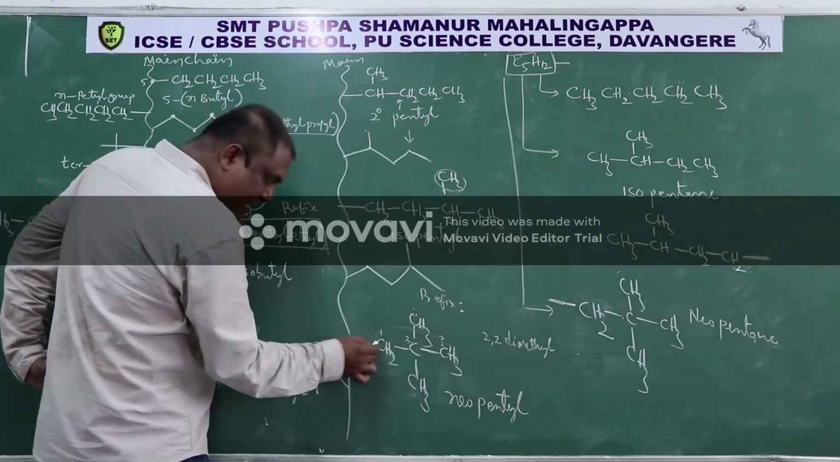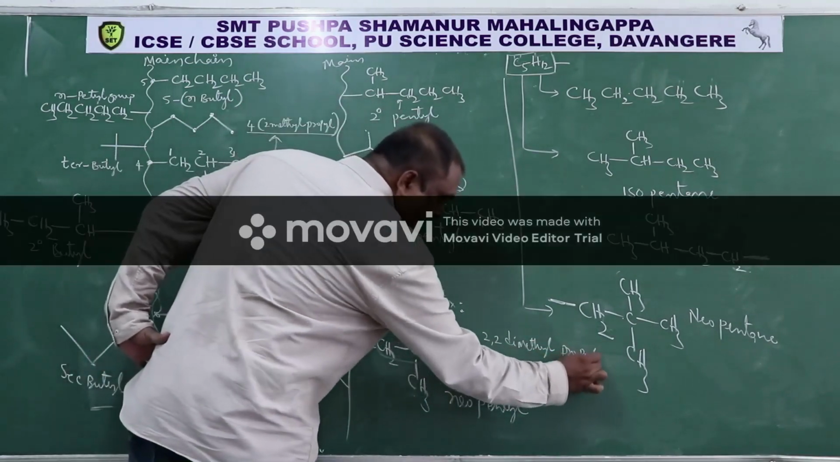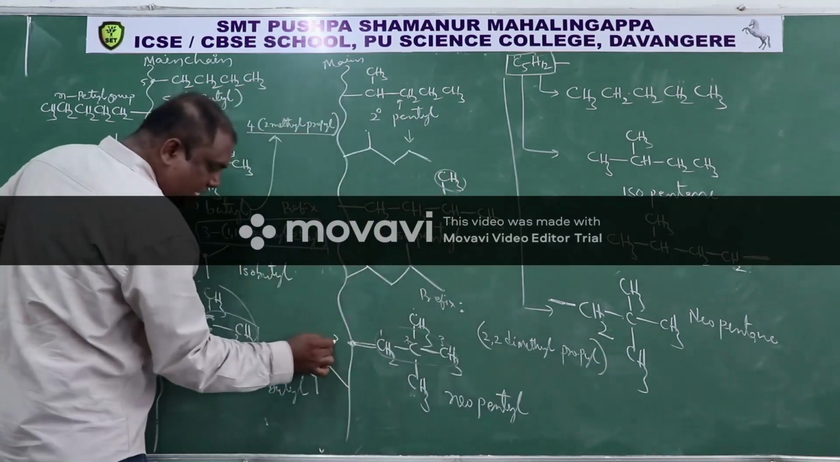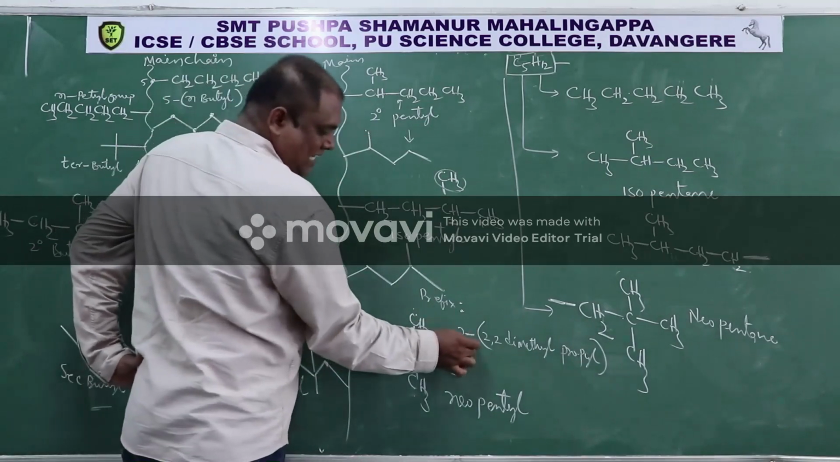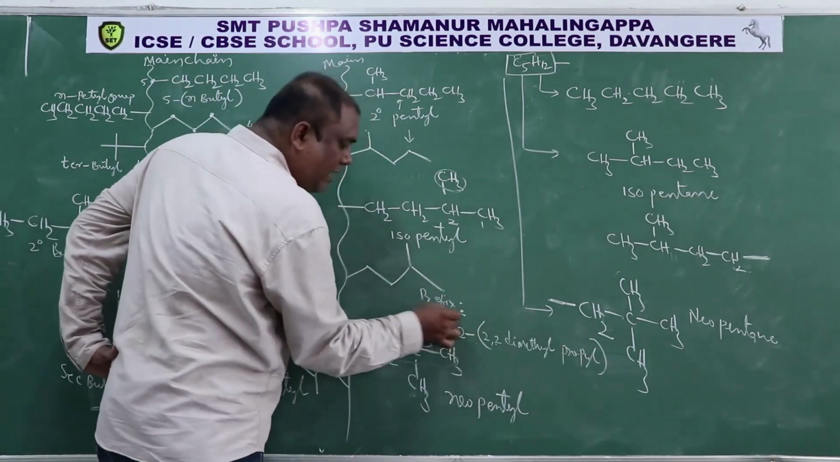Then this is having 3 carbons. Therefore, propyl. This total I will put in the bracket. Say now the side chain is attached to the second carbon. Then I will write 2 dash. So 2 dash 2, 2 dimethyl propyl. This total will be the prefix.